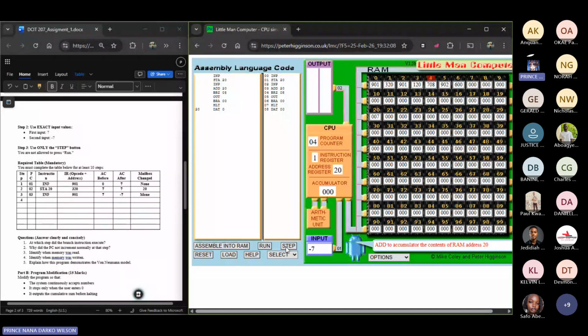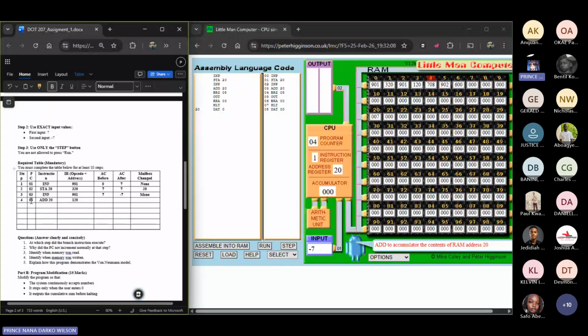Right. So after we step this again, look at what has happened. Our program counter is now holding the address of the next instruction, address 4. So let's put that there for the program counter, 04. And then the instruction at that point says add 20. So we write add 20. The address and the opcode is 120: 1 for the opcode, which is for add, and then 20 for the address.